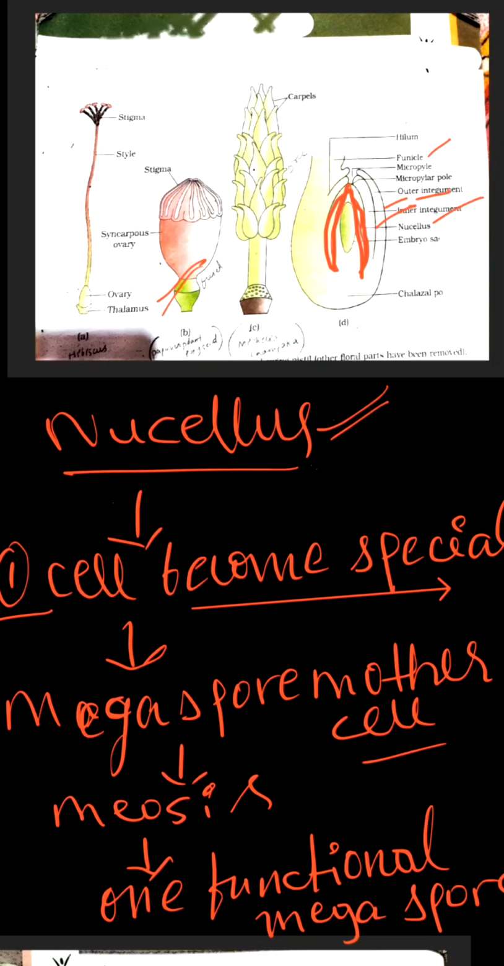That megaspore mother cell will undergo meiosis. After it undergoes meiosis, it will obviously form 4 cells. In those 4 cells, one cell becomes a functional megaspore that will develop into the embryo sac. So can you observe the embryo sac here? Let me show that one. This is the nucellus, and this thing is the embryo sac. I hope you understand.